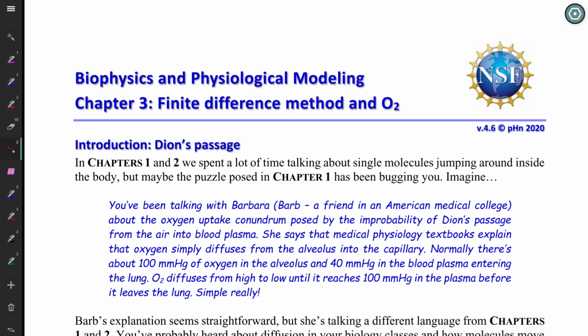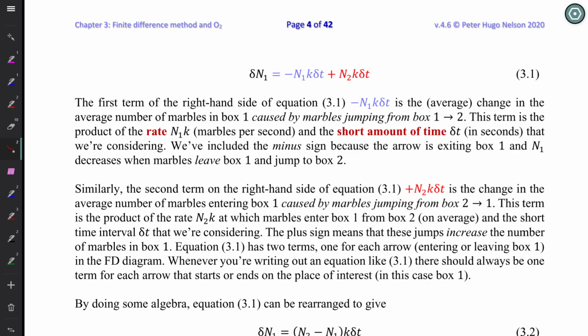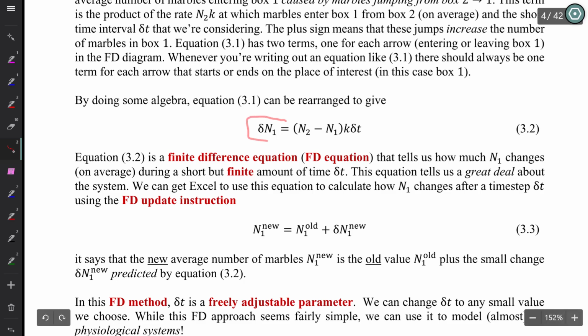Chapter 3 is primarily an introduction to using finite difference methods. An important part of that are finite difference diagrams, which indicate the rates at which marbles jump from box 1 to box 2, or from box 2 to box 1. Those rates can be used to derive a finite difference equation. The minus indicates that marbles are leaving box 1, and the plus indicates that marbles are entering box 1. That equation can be rearranged to give a simple FD equation, finite difference equation, for the small change in the number in box 1 during a small time increment, the time step.